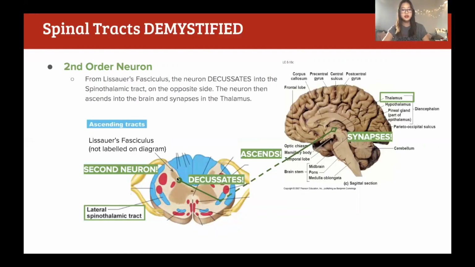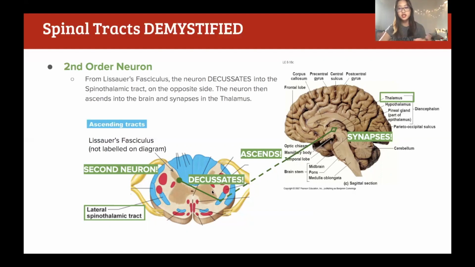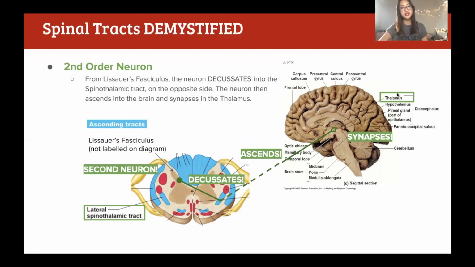And then next, from Lissauer's fasciculus, these neurons would then decussate, crossing over to the other side of the spinal cord. So here it would end up in the lateral spinothalamic tract. From then it ascends into the thalamus. So as you can see here, there's no involvement of the medulla, and that's why we call it the spinothalamic tract, because it goes from the spinal cord right here into the thalamus without the involvement of the medulla. I mean, obviously it still goes through the medulla, but there's no synapsing and there's no decussation that happens inside the medulla, so we just kind of skip out on that entirely. So it's the spinothalamic tract, okay?